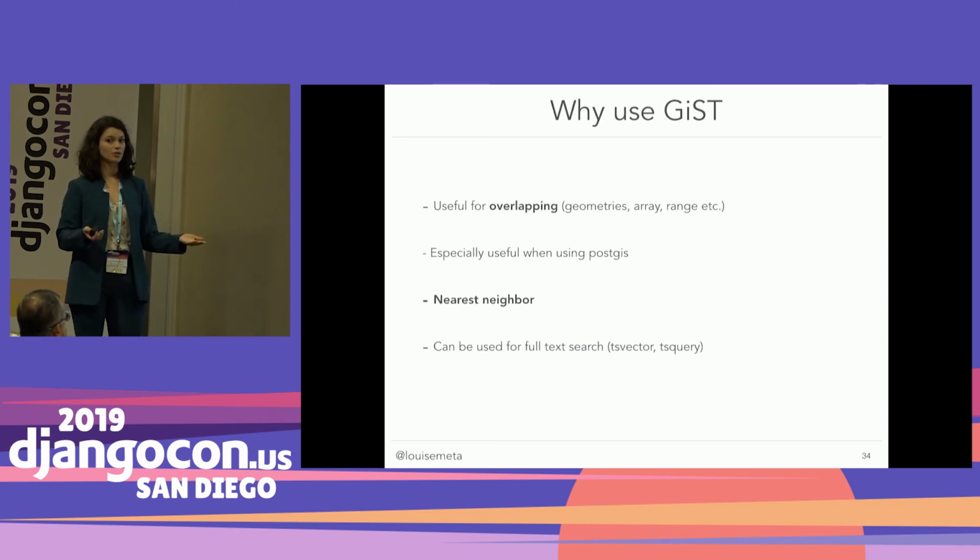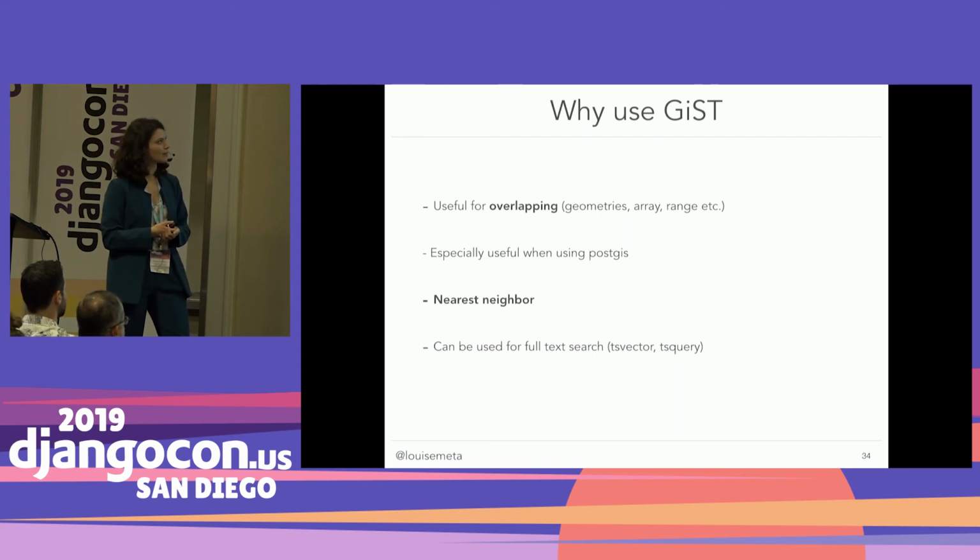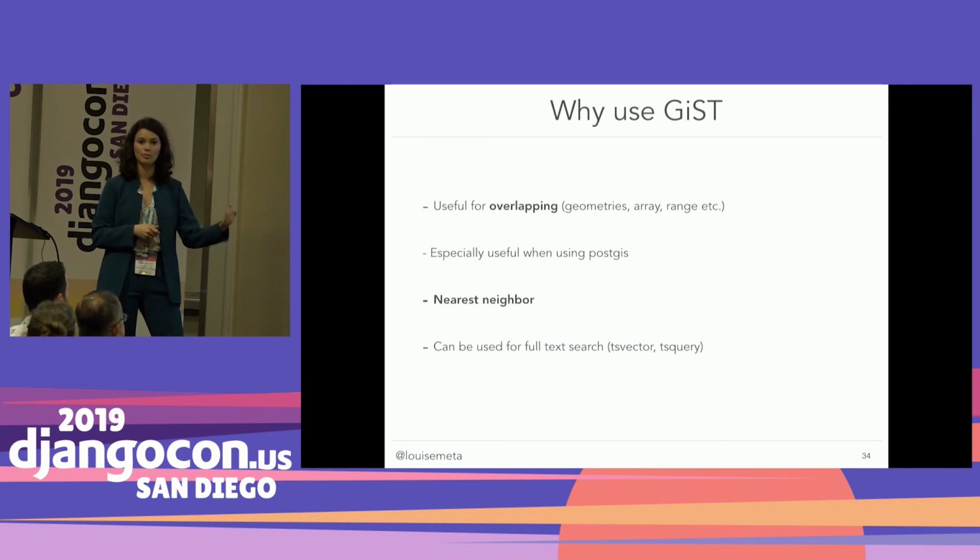So why use a Gist index? For any overlapping things that you would want to do, whether it's geometry or array ranges. The main test I did with Gist for this talk was on a TS range, and that's a pretty good example, I think. It's especially used for PostGIS and for nearest neighbor operations. It's also used very commonly for full text search. If you want to use full text search and you want to use Gin or Gist, there are several differences between them. I don't think I have time to talk about them right now, so I'm going to pass on that. If you have questions about it, I'm happy to answer them in the hallway.